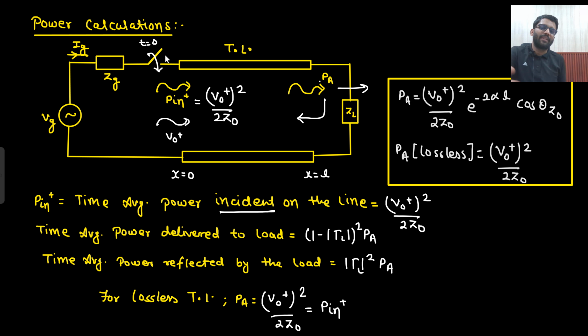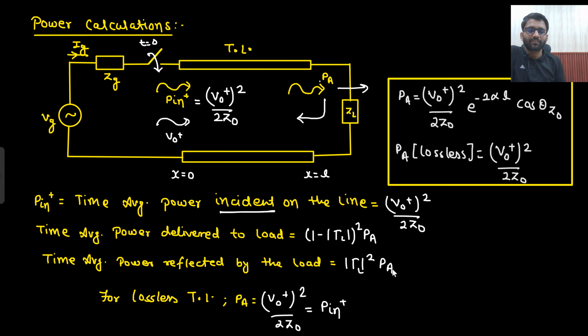Basically, for a lossless transmission line, whatever power was generated here, the same power will be reaching towards the load. I am not saying the same power will be going into the load, but the same power will be reaching towards the load. Now how much power goes into the load and how much is reflected back will be decided by gamma. So power reflected back will be gamma square PA, and power delivered to the load will be 1 minus gamma L square into PA. Is that clear to you?